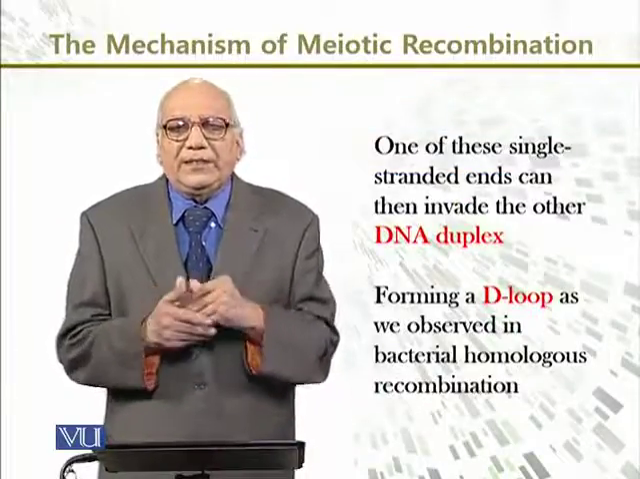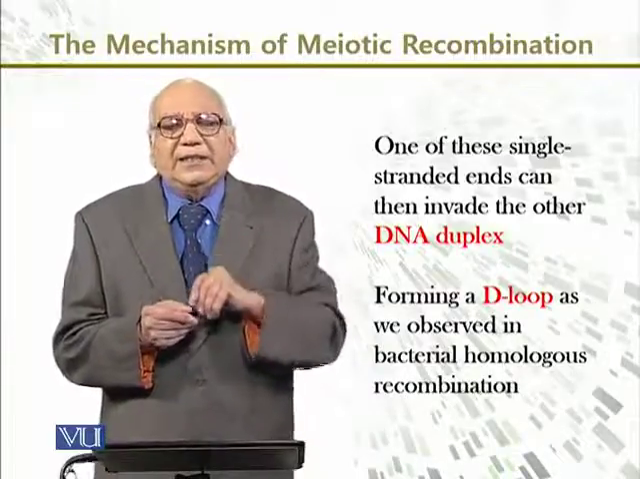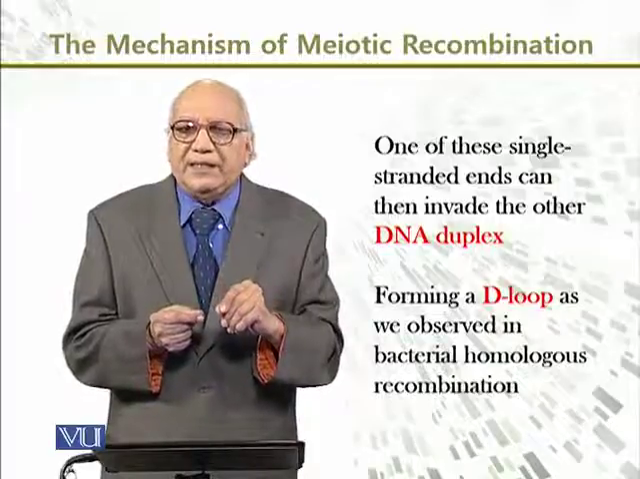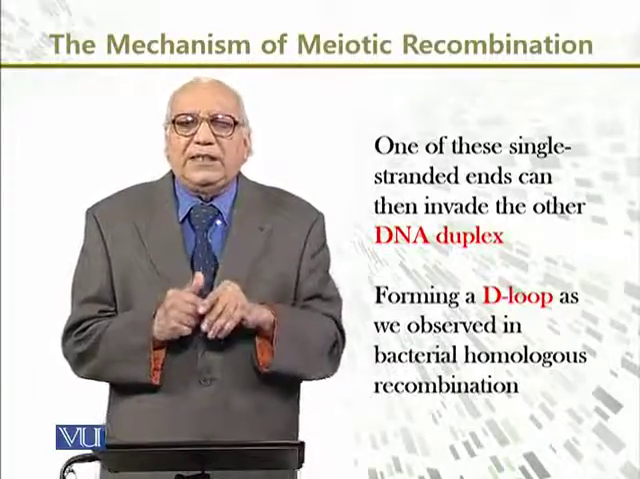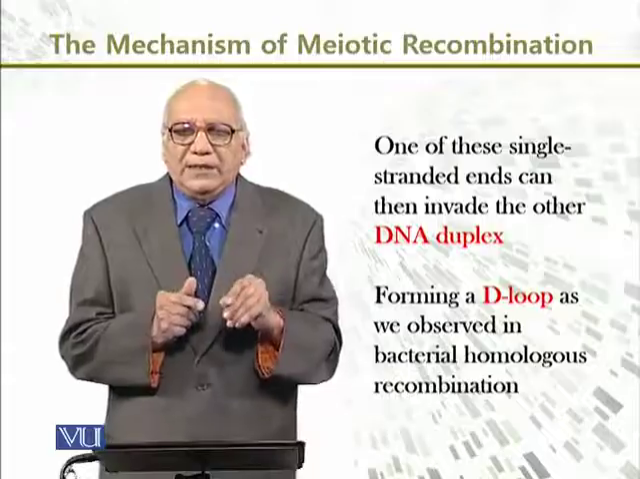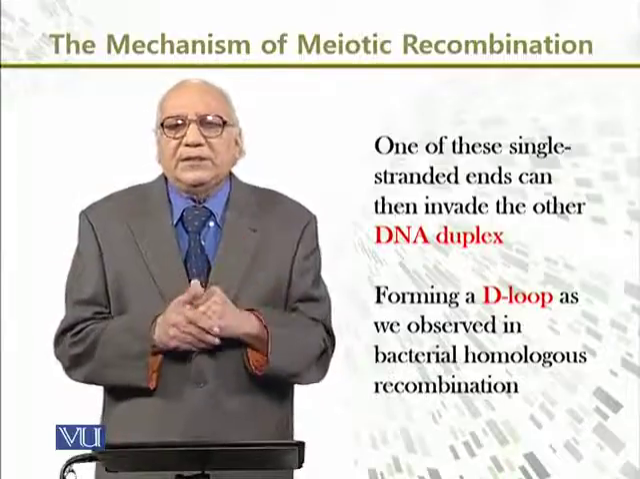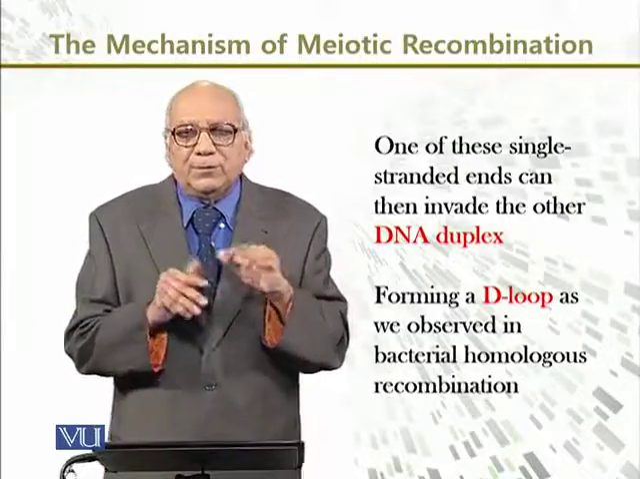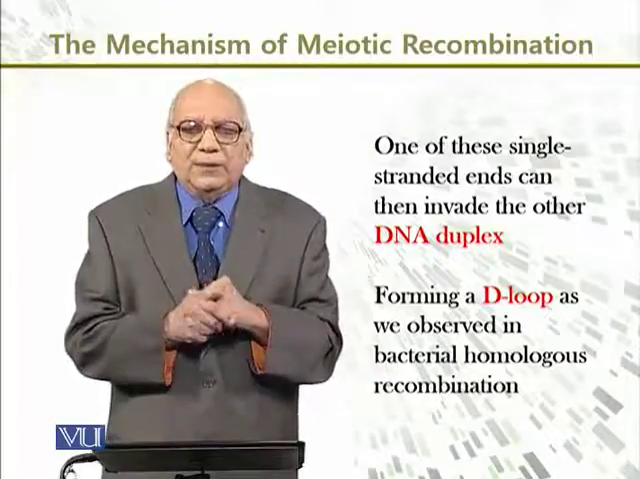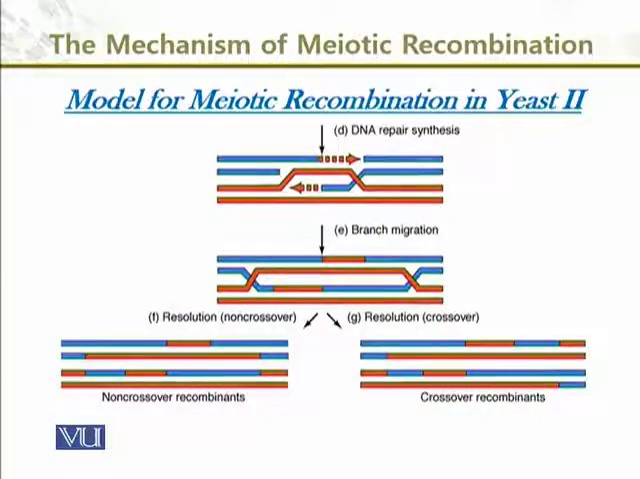Now, one of these single-stranded ends can then invade the other DNA duplex. The single-stranded end invades the other DNA duplex and joins with it, forming a D loop, as we observed in bacterial homologous recombination. D loop means displacement loop, and recombination occurs there. This is the model for meiotic recombination in yeast.